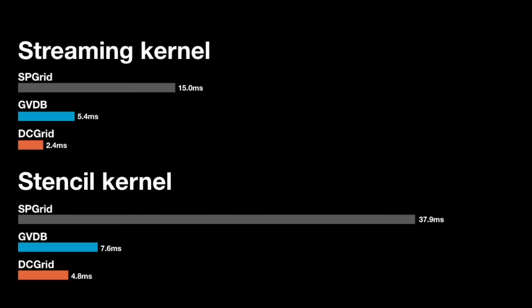We benchmark the performance of DCGrid against the other state-of-the-art adaptive grid structures SP-Grid and GVDB on an equal sparse domain, and on both a stencil and a serial kernel. DCGrid consistently performed faster than both SP-Grid and GVDB on all the resolutions that we tested.